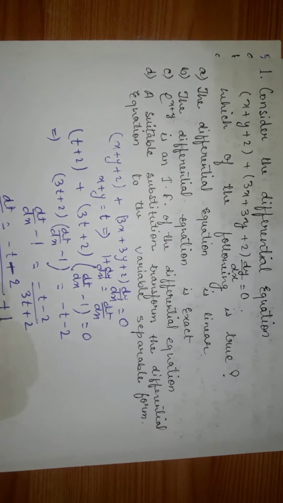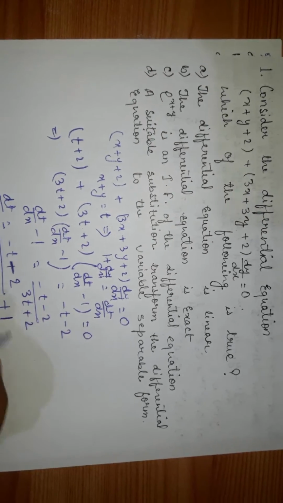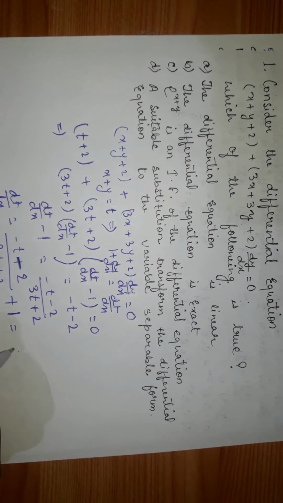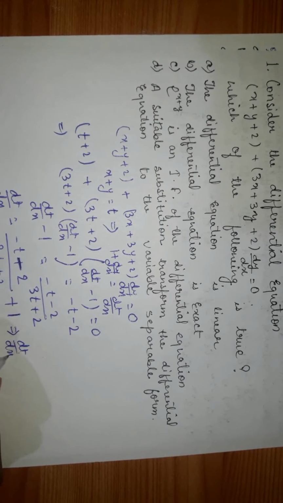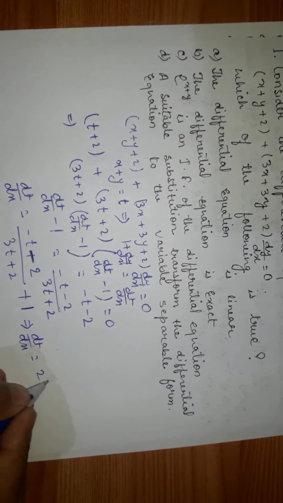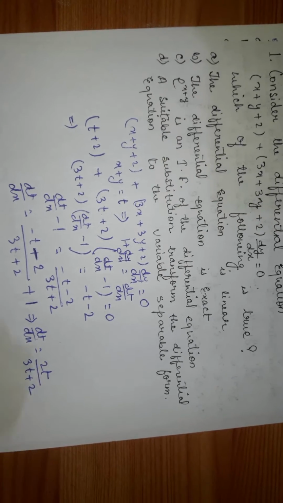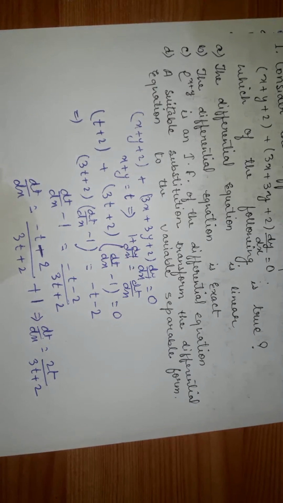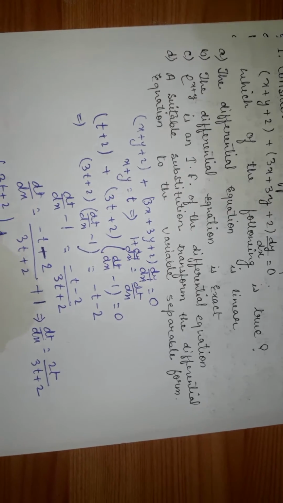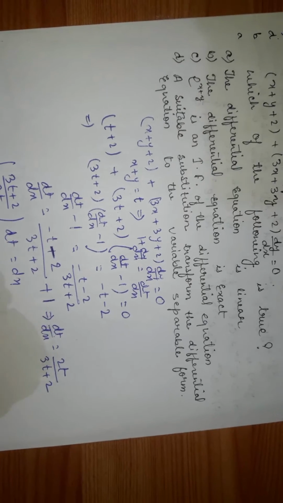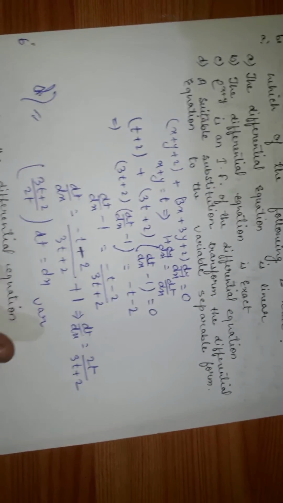So this can be put into the variable separable form, as it simply gives dt/dx equals (3t minus t), that is 2t, upon (3t + 2). So (3t + 2) upon 2t times dt equals dx. So it is variable separable form. The answer is D, which is the correct answer.